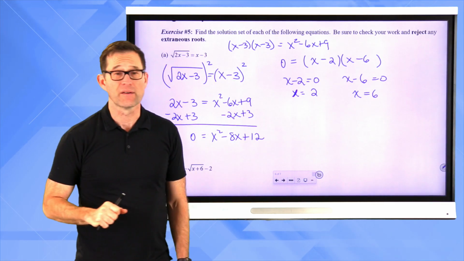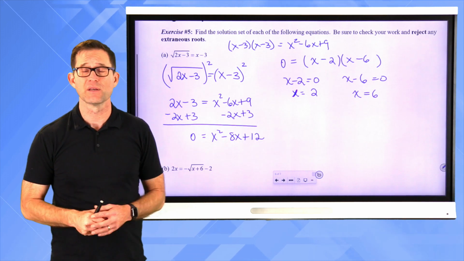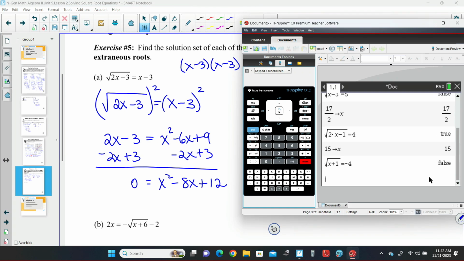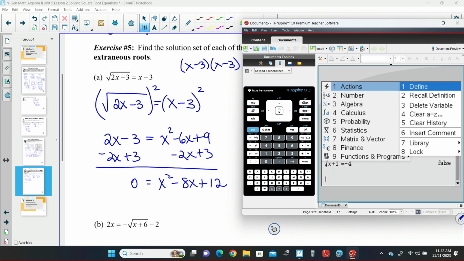Both of which look like very legitimate roots, right? x equals 2, x equals 6. Let's see what the calculator thinks. So without doing the check by hand, I know that my two solutions were, and let me clear this all out.